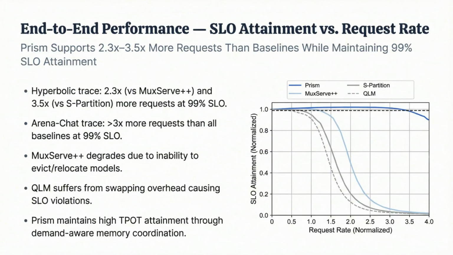Prism significantly outperformed the baselines, handling 2.3 to 3.5 times more requests while maintaining 99% SLO attainment. Baselines struggled due to their inability to dynamically adapt, leading to performance degradation or high swapping overhead. Prism's dynamic resource management is key, ensuring models receive necessary resources when demand surges. This flexible approach translates directly into better cost efficiency.